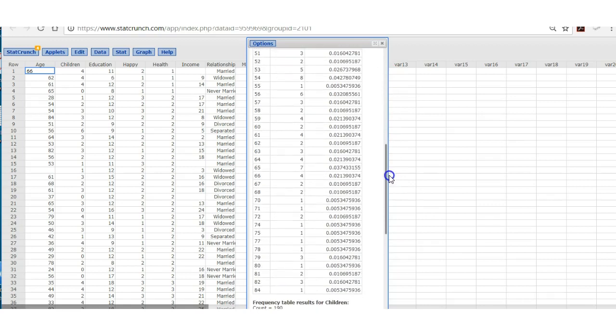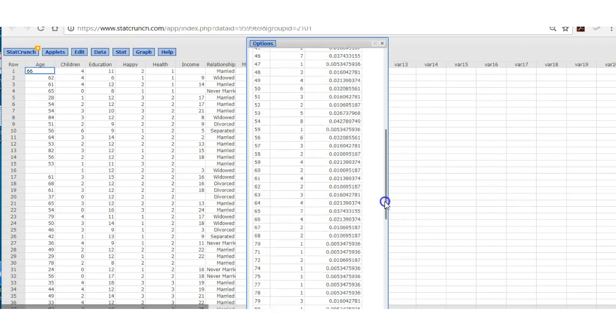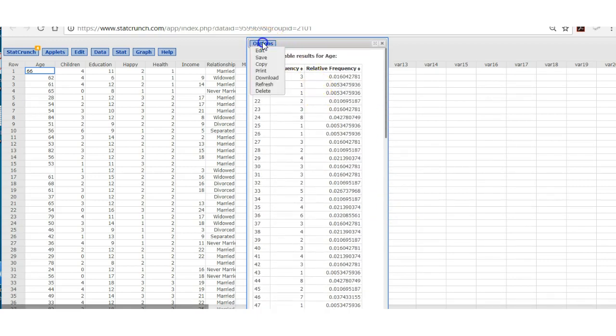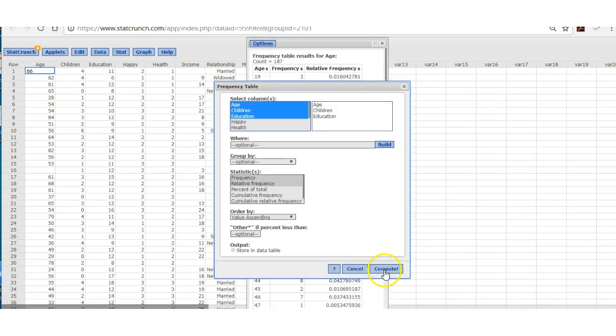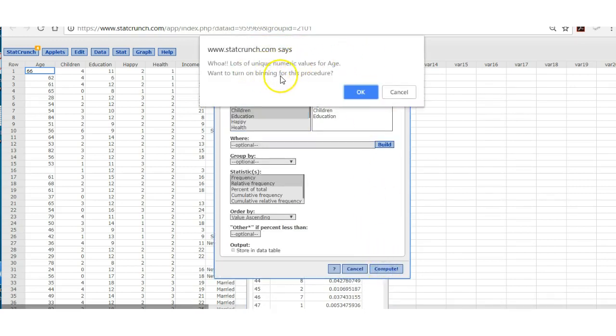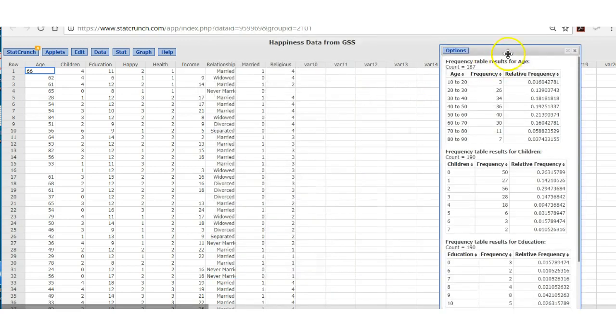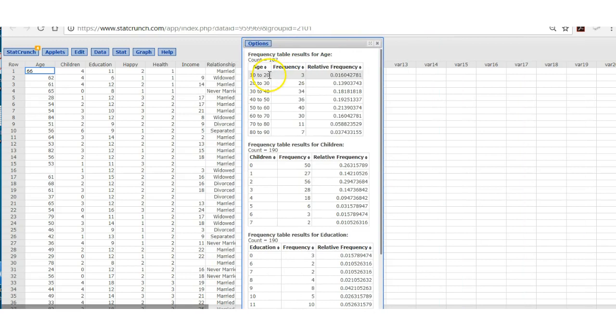This is a lot of different numbers, and this is really not telling us anything at all. There's so many different values in here that this really isn't helpful. So really what we would want to do is go back, do this again, and when it asks us if we want to turn on binning, we're going to say OK this time. What that does is it has StatCrunch create some categories for us. If we were doing this frequency distribution by hand, we'd have to create our own categories. But StatCrunch did it for us. The bad thing about doing this in StatCrunch is we don't have any control over how it does these categories. There's no way to change it.